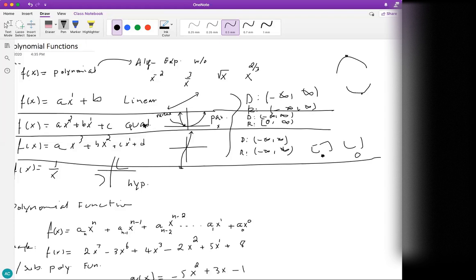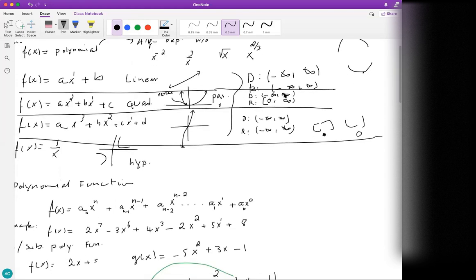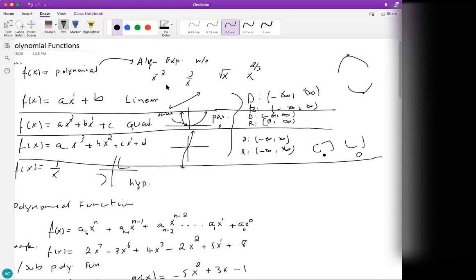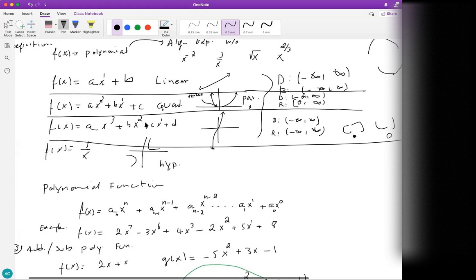But for quadratic, remember, the domain is always negative infinity to positive infinity, but the range changes depending on the graph. So we have to look at the graph and see what's the highest point or the lowest point, and then see if it goes to infinity or negative infinity. If it's facing up, it goes to infinity. If it faces downwards, it will be a negative here. Okay, so at least remember these three functions.